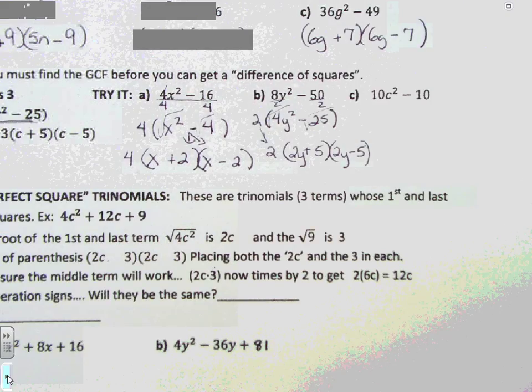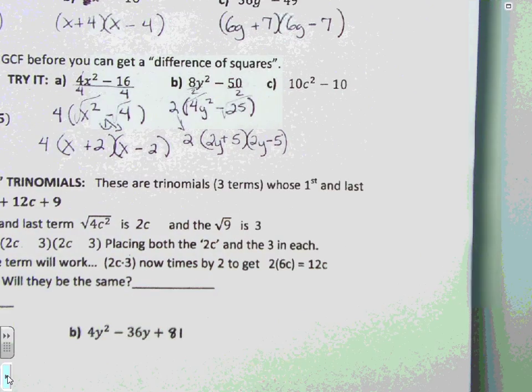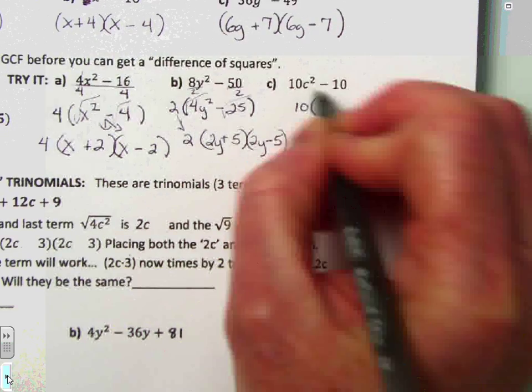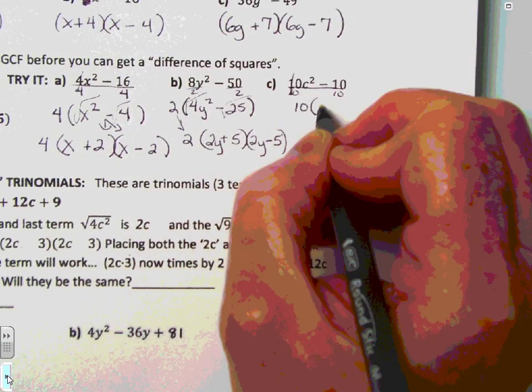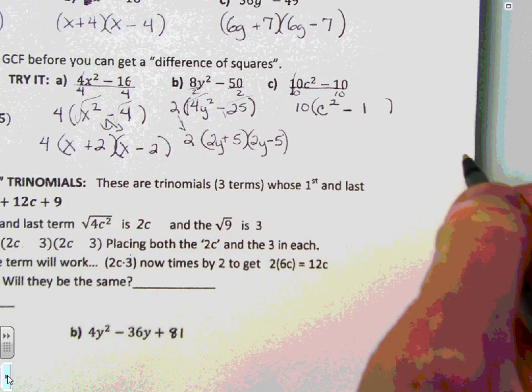So far, so good? All right. How about number 10? How about C? Greatest common factor is a 10, so I write the 10 down. I divide by 10 so I can get my answer to be correct. I would get a c squared minus a 1. Does 1 have a square root?